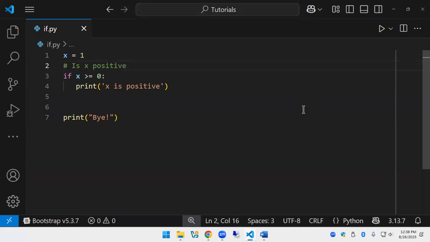Is X positive? That's what we're asking. I don't know why I have that other part in there. Either a number is positive or it isn't. So if X is greater than or equal to 0, it's positive. Yes? Okay. So either it's positive or it's not.